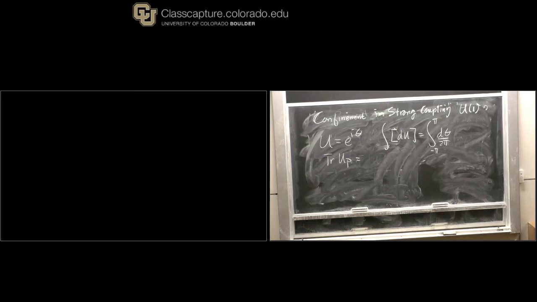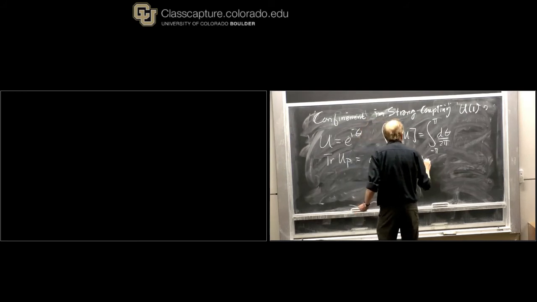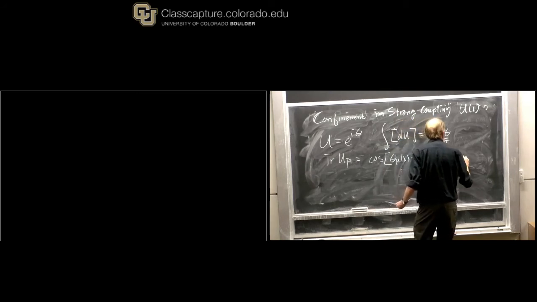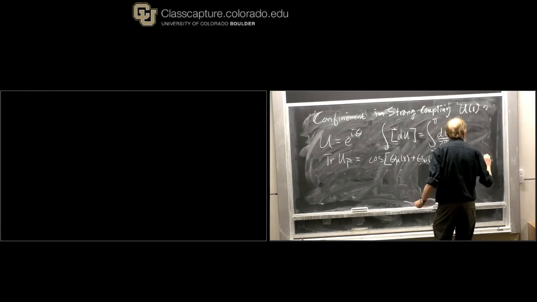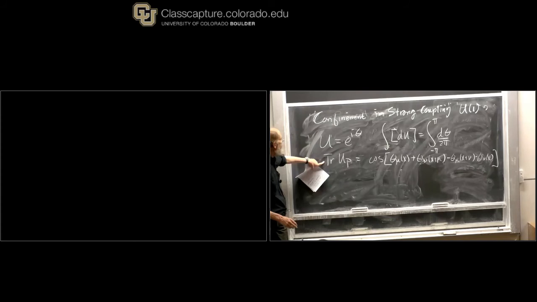U is e^{iθ}. So I've got an e^{iθ} this way, plus e^{iθ}, minus e^{iθ}, minus. And that's going around one orientation. Then when I go around the other orientation, I get the opposite sign. So the trace of U_p is the cosine of θ_μ at x plus θ_ν at x+μ minus θ_μ at x+ν minus θ_ν at x. That's the trace, that's the action right there.